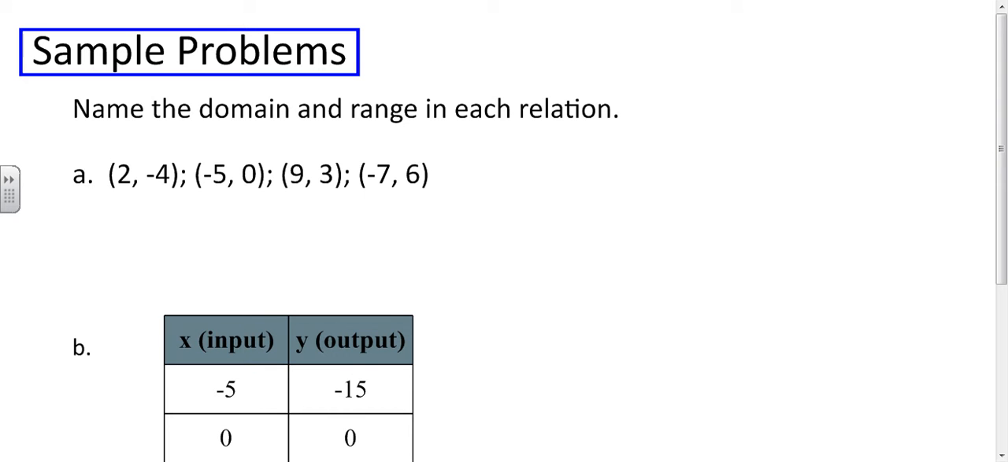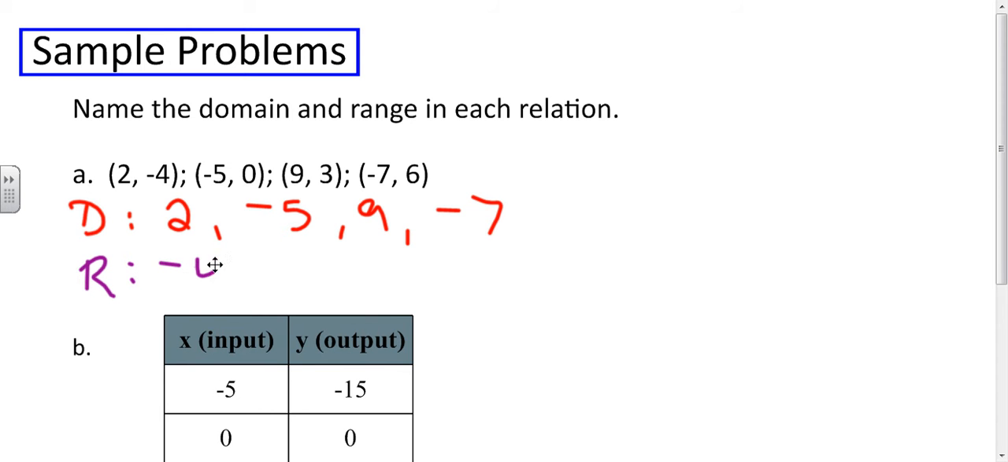In my letter A here, my domain is going to be all of my x coordinates: 2, -5, 9, and -7. And my range is going to be all my y coordinates: -4, 0, 3, and 6.